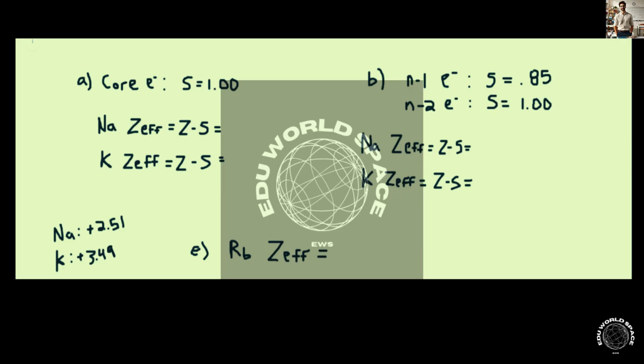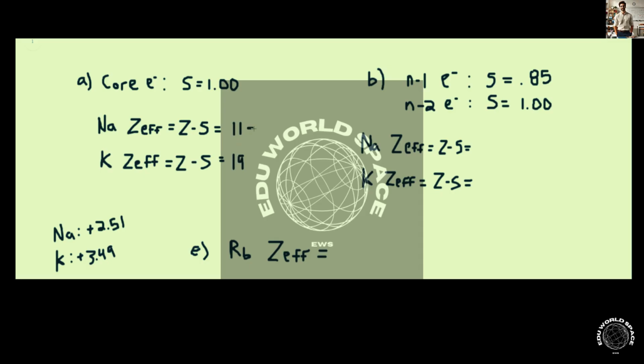And then it asks, what value do you estimate for Z effective experienced by the outermost electron in sodium and potassium, assuming the core electrons contribute 1 and valence electrons contribute 0 to the screening constant? So part A, it tells us core electrons, S equals positive 1. And now it wants to calculate the Z effective for sodium and potassium with this new calculation.